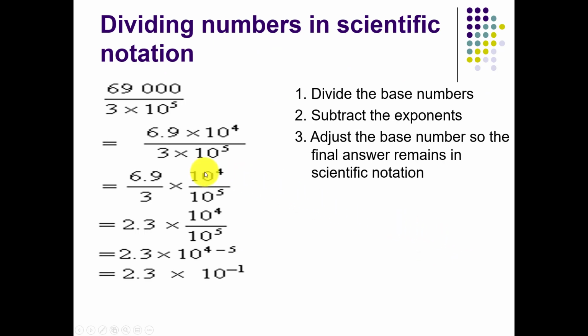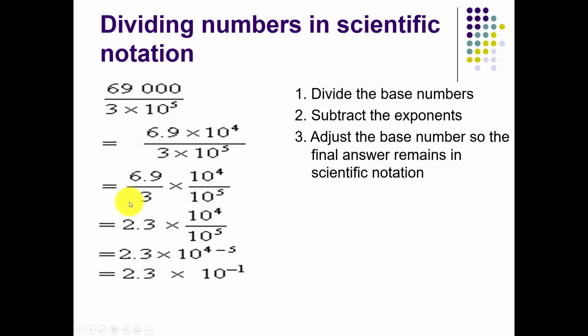Last one, how to divide. Dividing, like multiplication, is a little bit easier. So here they gave you 69,000, you know, they didn't put it in scientific notation yet. It's right here. 6.9 times 10 to the 4th on top, and then 3 times 10 to the 5th. And you're going to divide these.